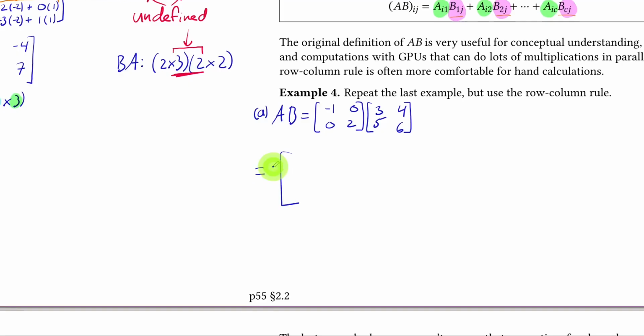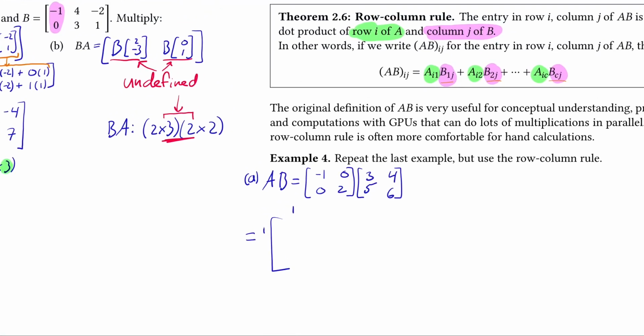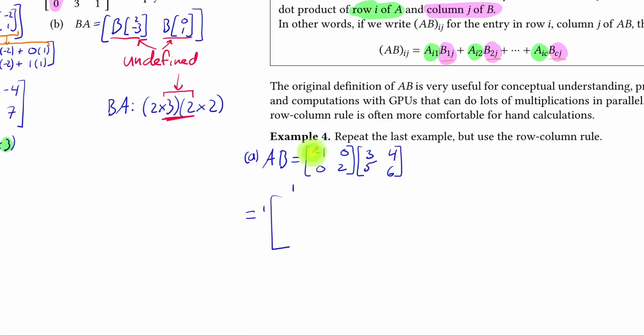So to get the entry in row 1, column 1 of this, we're going to use the dot product of row 1 of A and column 1 of B. So that's -1 times 3 plus 0 times 5. For row 2 of A, column 1 of B, we're going to do 0 times 3 plus 2 times 5.